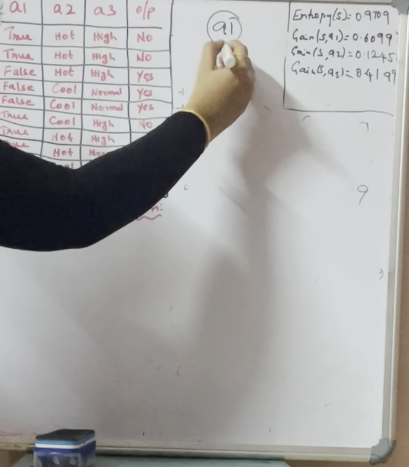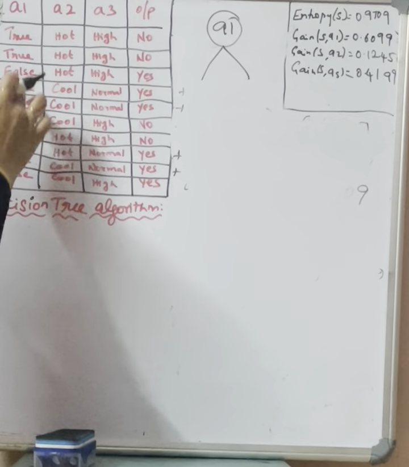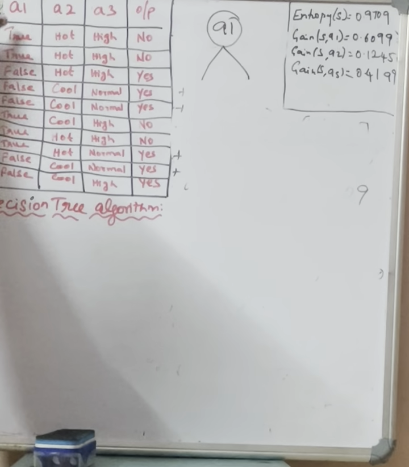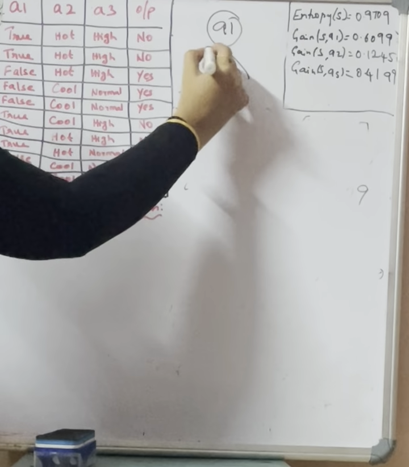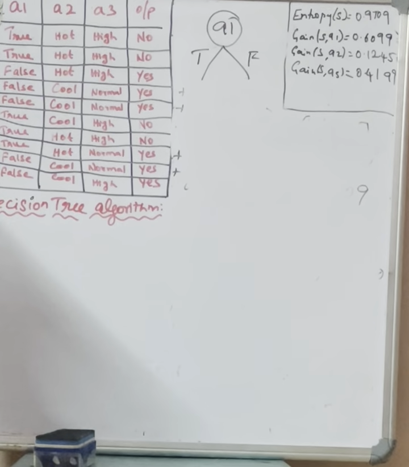How many values does A1 have? It is true and false in the table, right? A1 has only true and false. So I have true here and false here. 2 values, so 2 branches are there for A1.